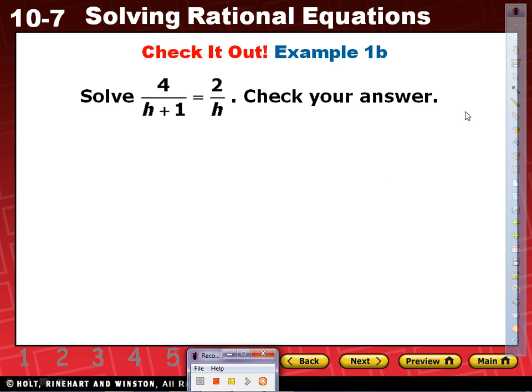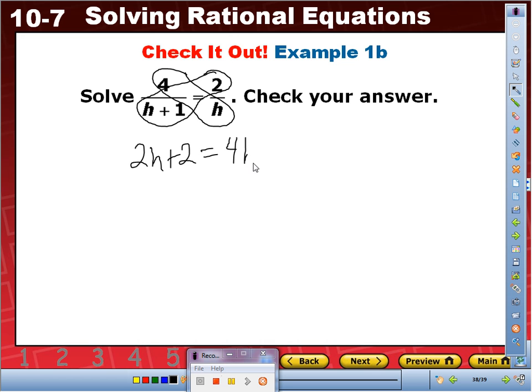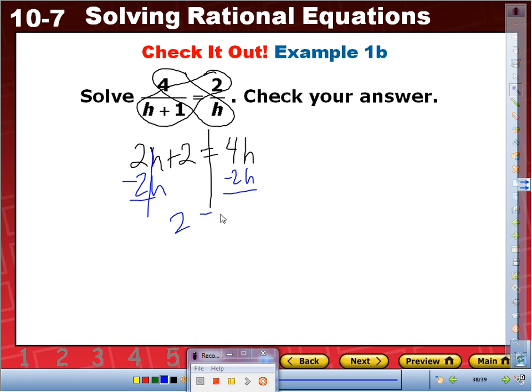Here we go. Cross multiply. Let's see, 2 times h is 2h, plus 2 times 1 is 2, equals 4 times h, that's 4h. Now, does it matter which side you started with? No. As long as you have 4h equals 2h plus 2. From there, isolate, get all variables to one side, and subtract 2h, subtract 2h. We're left with 2 equals 2h, divide by 2, divide by 2. 1 equals h, or h equals 1. Hands if you got that.